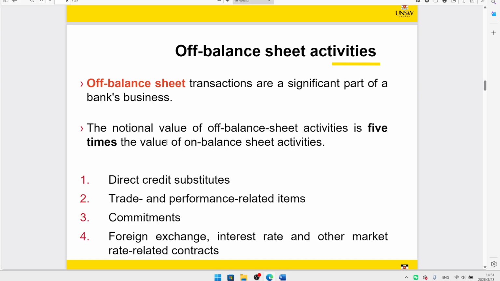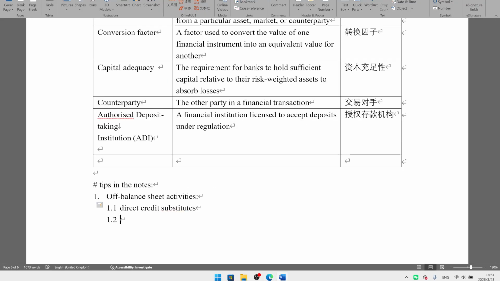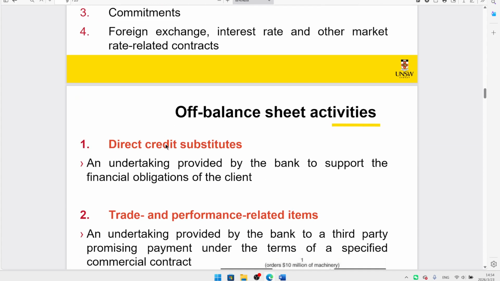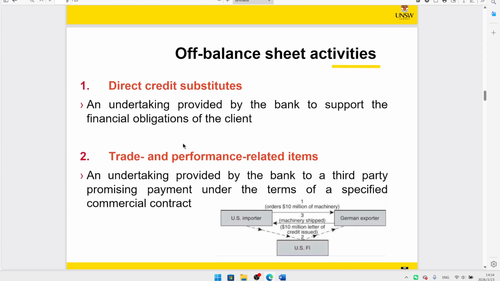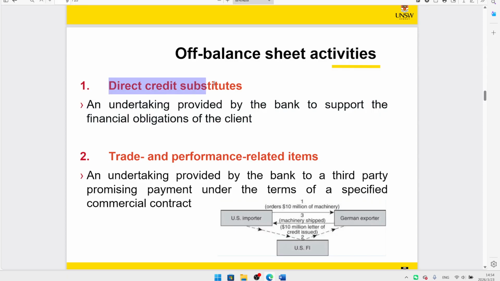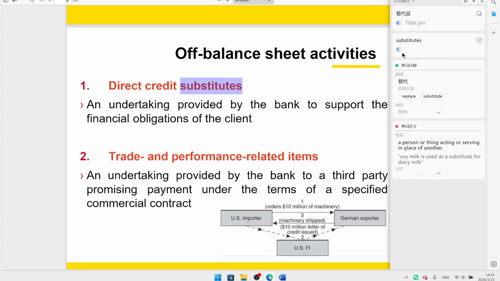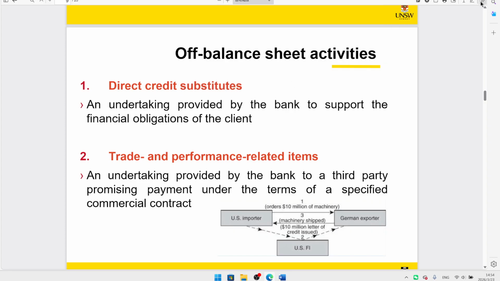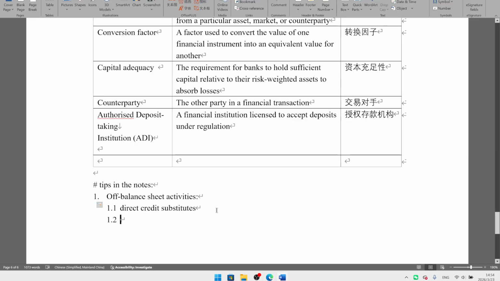Substitute. What is substitute? Undertaking provided by the bank to support the financial obligations of the client.